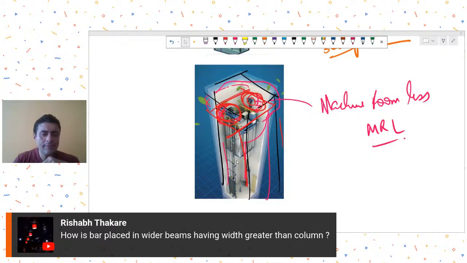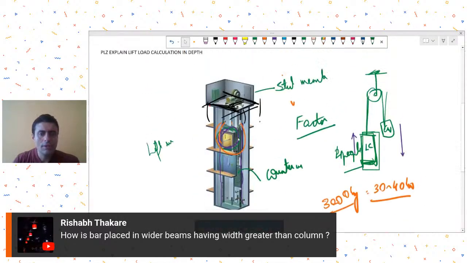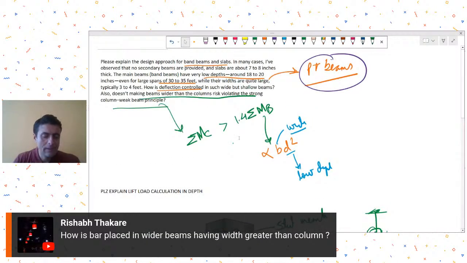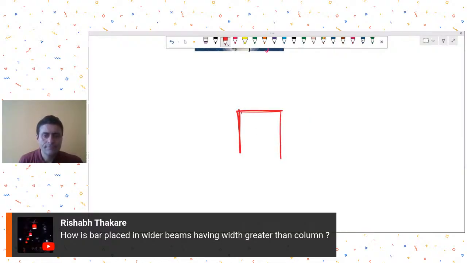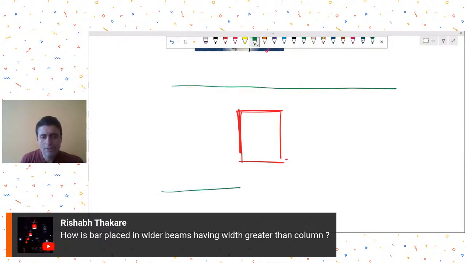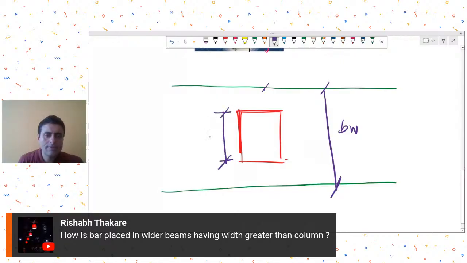Mr. Rishabh Thakre is asking, I think in relation to the earlier question where we had wider beams and less wide columns, how is the bar placed in wider beams having width greater than columns. In this kind of situation, let me show it in the plan view. Let's say this is my column, and my beam goes like this. As you can see, it's wider than the column. So this is the beam width and this is the column width.